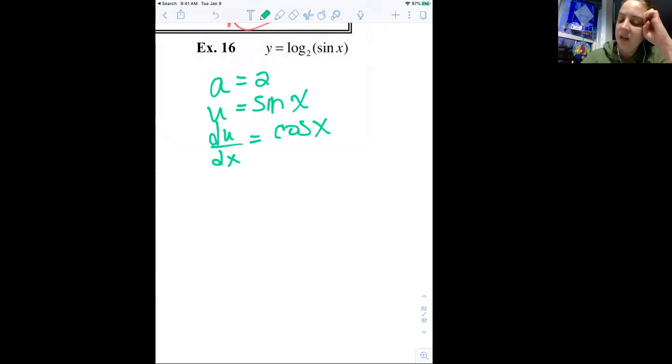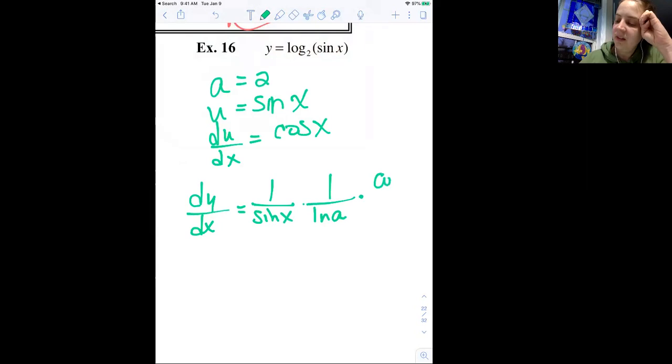No problem at all. dy/dx is the derivative of that, which is 1 over u, 1 over natural log of A. du/dx is cosine of x. Whoop. Look, I made a mistake. This is natural log of A. I said A, but I didn't put the actual A in. A should be 2, so this should say natural log of 2.